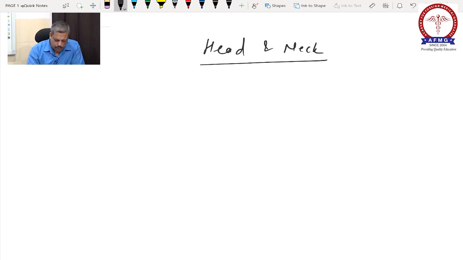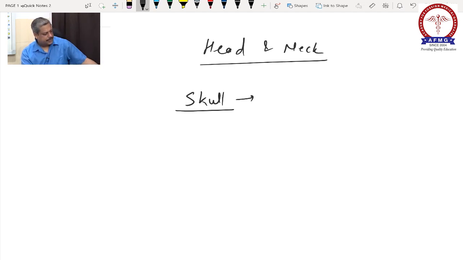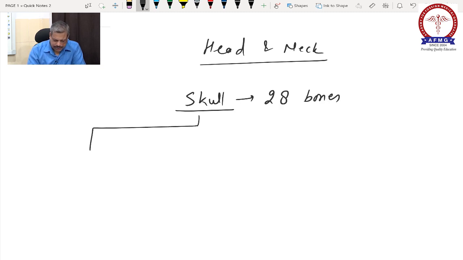So first of all, make the heading skull. So first question, skull, how many bones are present in skull? Skull is made up of 28 bones. Now how are they distributed? The skull is divided into three parts.